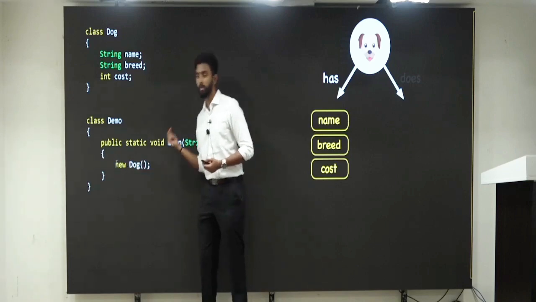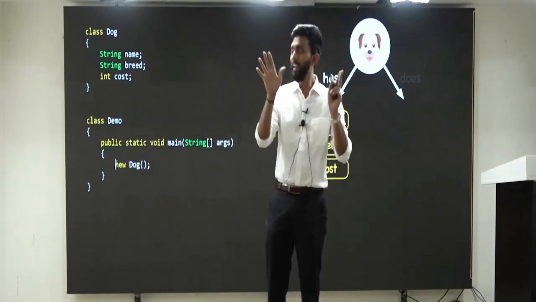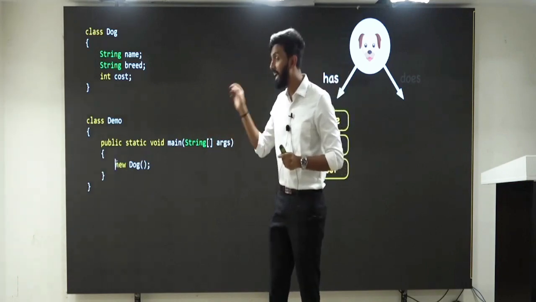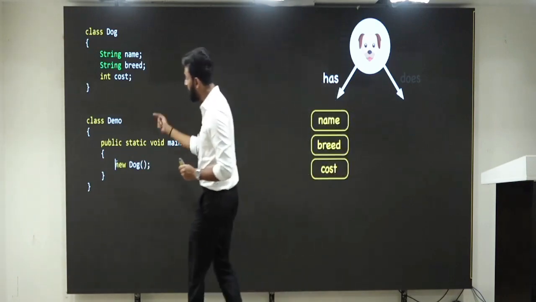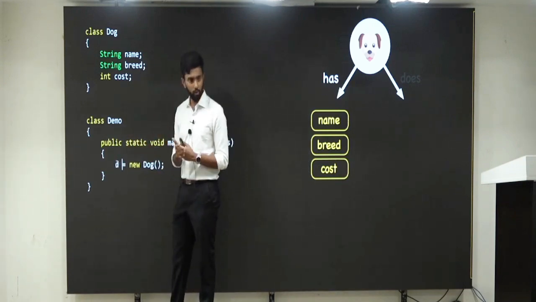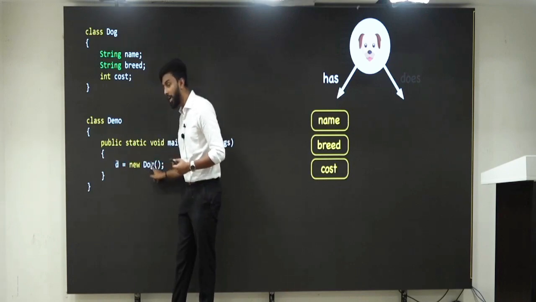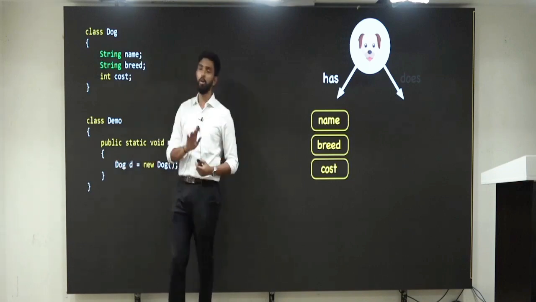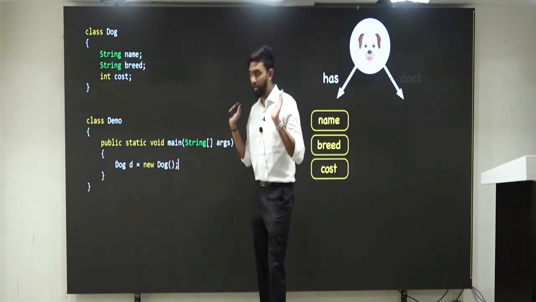Next, you should not stop here. Everyone has a name or a reference, yes or no? Even in Java, every object should be given a reference. Clear till here? How to give a reference? Equal to, assignment. I'll call this d. You can call it whatever you want. Now, d is a reference to which type of object? A Dog type object. Now, you should tell that. d is of type Dog. Clear till here? Now, the object is ready. Now, watch it.